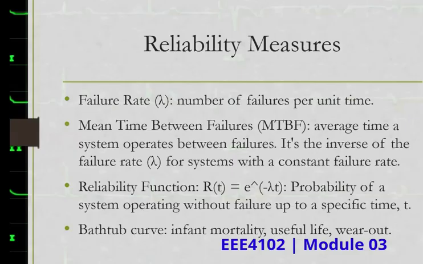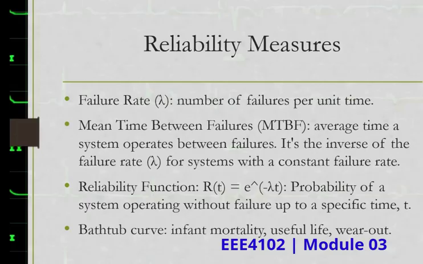Then we move to the third reliability measure, which is the reliability function. It is represented by R of t, which is equal to exponential of negative lambda times t. This function gives the probability of a system operating without failure up to a specific time t. So for a constant failure rate, the function is given by that formula that you're looking at. You can note it down.